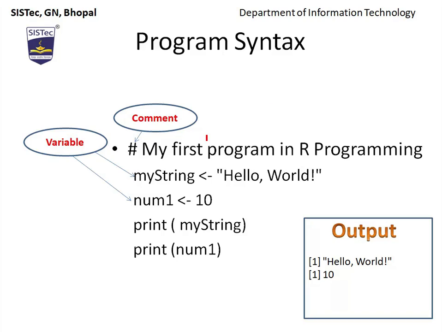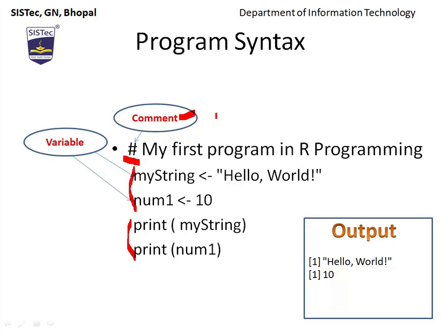In this program syntax, I have written a very small program with two variables and displaying their values. The very first line starts with the hash. Hash here is a comment. Commenting is very important in programming. Basically, comments are like helping text to understand the purpose of the code. It is neither executed nor compiled. But remember one thing, theoretically there is no multi-line commenting in R programming.